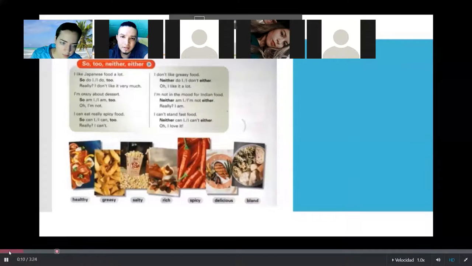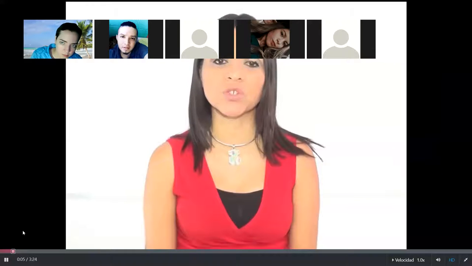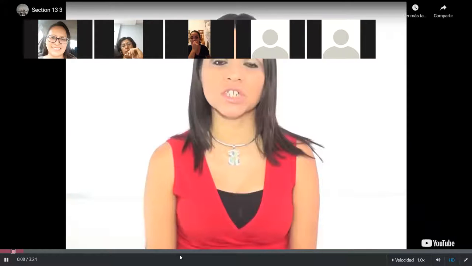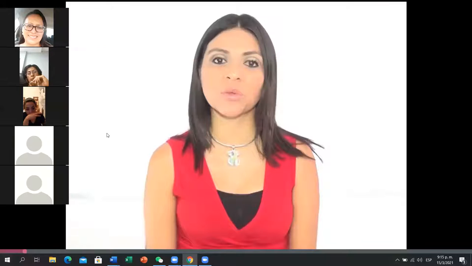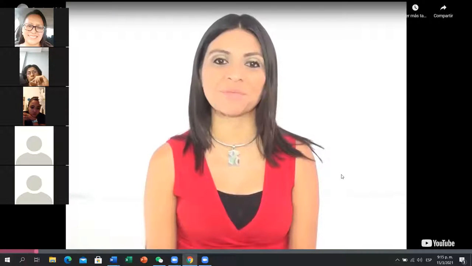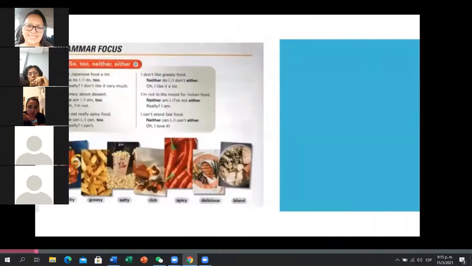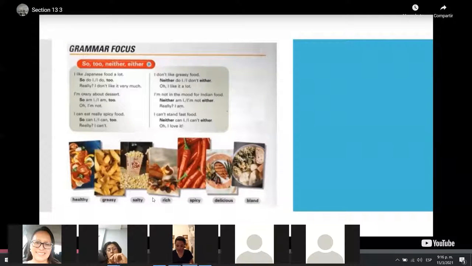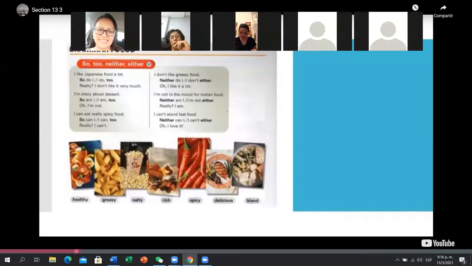Do you know when to use each? Try to make sense of what you see on the following chart. We'll walk you through the use of so, too, neither, either, and more examples. I like Japanese food a lot. So do I. I do too. Really? I don't like it very much. I'm crazy about dessert. So am I. I am too. Oh, I'm not.